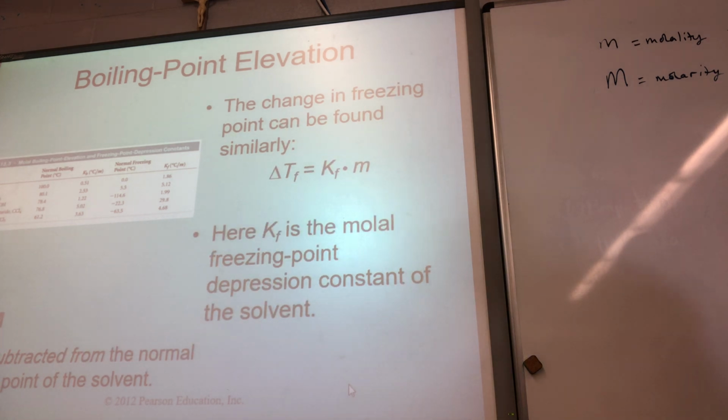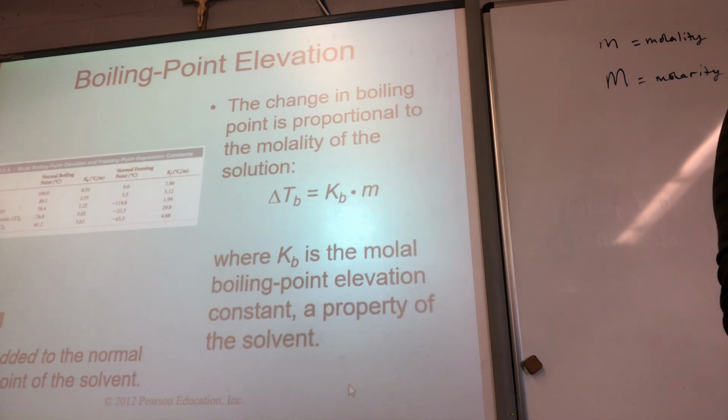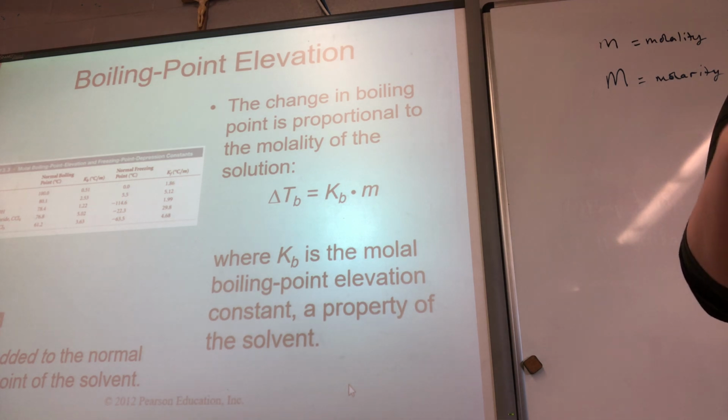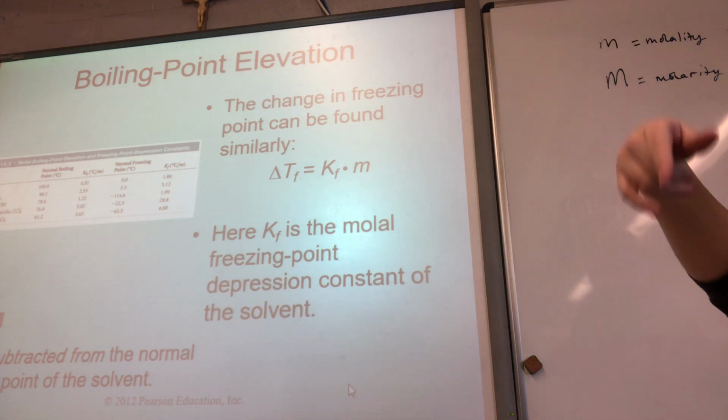Okay? Like I said, the change in the freezing point can be calculated the same way, just using the freezing point constant and the molality. Please note down here at the bottom, it does say delta TF is subtracted from the normal freezing point, whereas delta TB is added to the normal boiling point because we're talking boiling point elevation, so increase, and freezing point depression, so decrease.